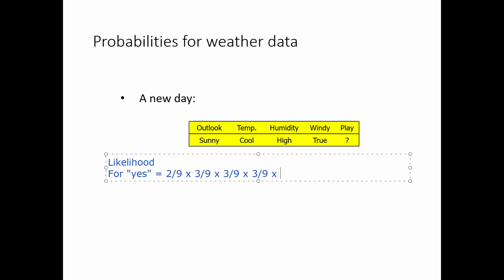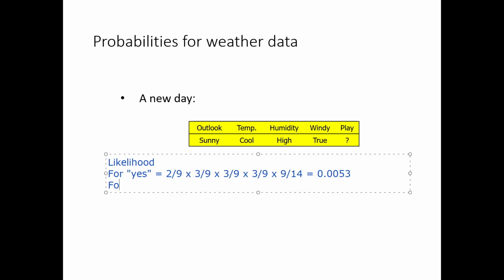So this is 9 out of 14, which, if you calculate this, becomes 0.0053. Okay, calculate the same for no and tell me what is the likelihood value.